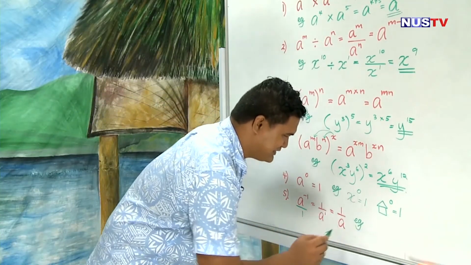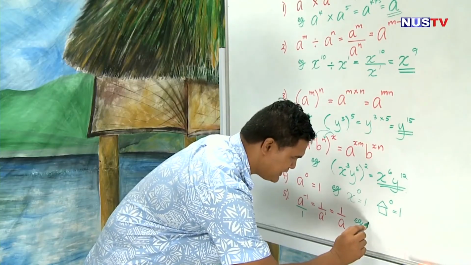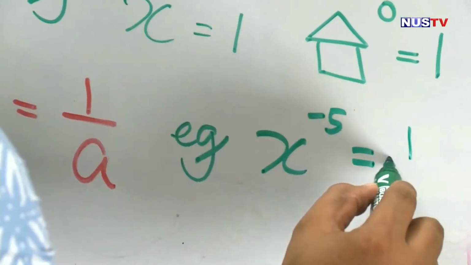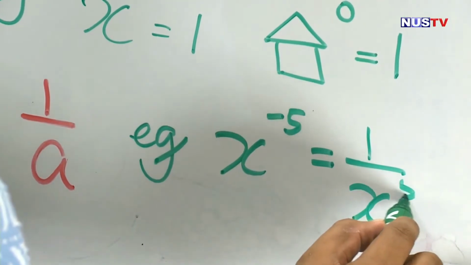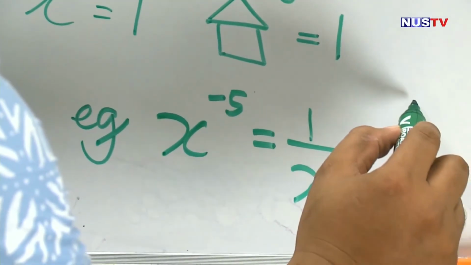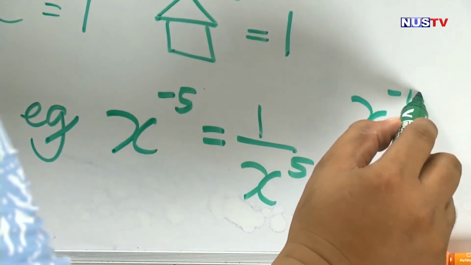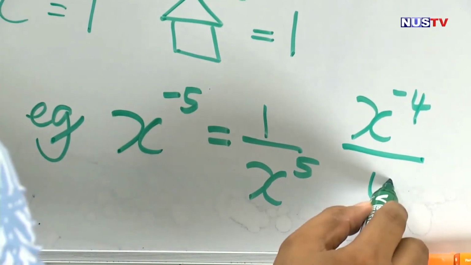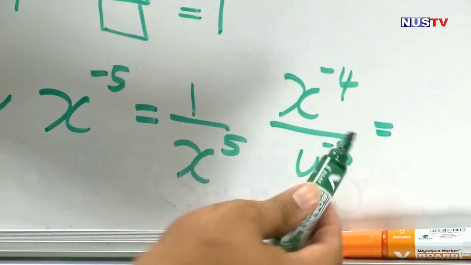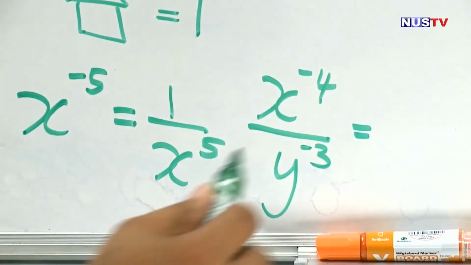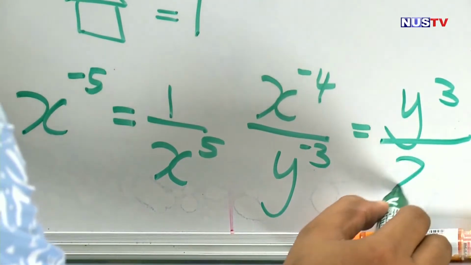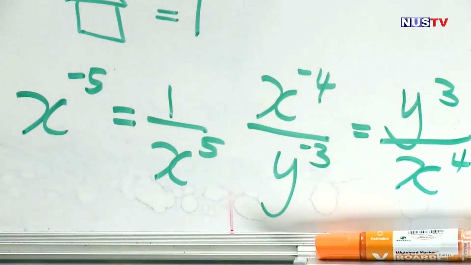Examples of this one: say we have x to the power of negative 5. The answer for this one is 1 over x to the power of 5. Also, if we have x to the power of negative 4 over y to the power of negative 3, that is equal to, we can flip this one to become positive powers. So this is y to the power of positive 3 over x to the power of positive 4.